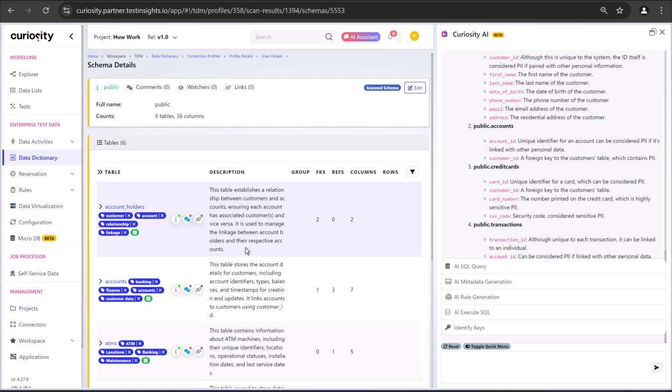So as part of this, we've taken a definition, we've understood its metadata, we've identified any potential missing keys that are important to this, and we've also asked the AI to search for any sensitive information that exists.